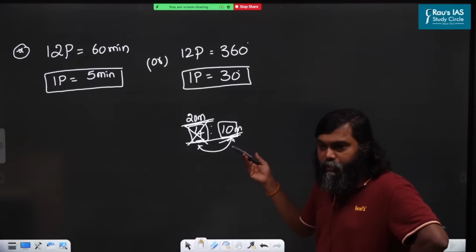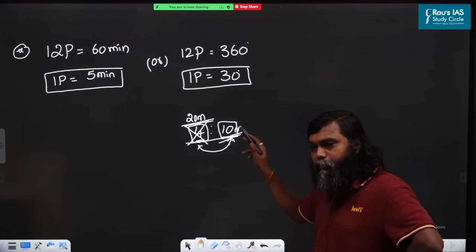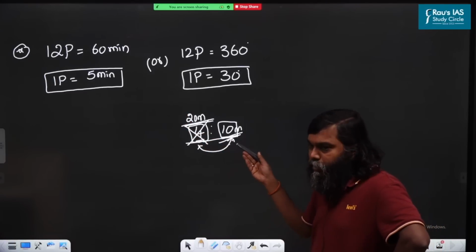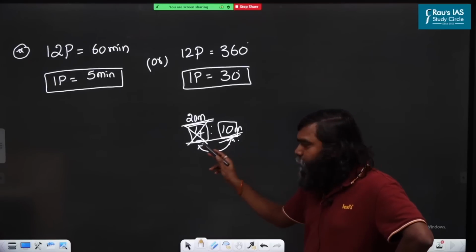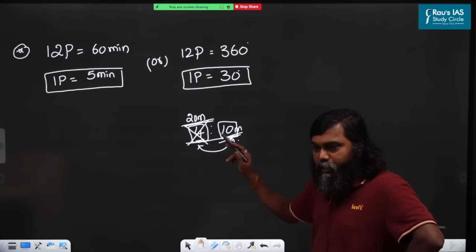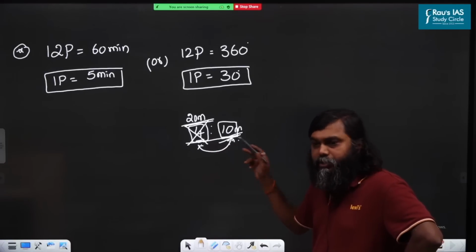Are you understood? But you are not writing 2, you are writing 10 minutes. That means you converted the part into minutes. 1 part is 5 minutes, so 2 parts is 10 minutes. This is in minutes, this is in parts. That means both are not in the same unit of measurement. If a situation arises where you need to add or subtract, you cannot directly add these two because the unit of measurement is not the same.